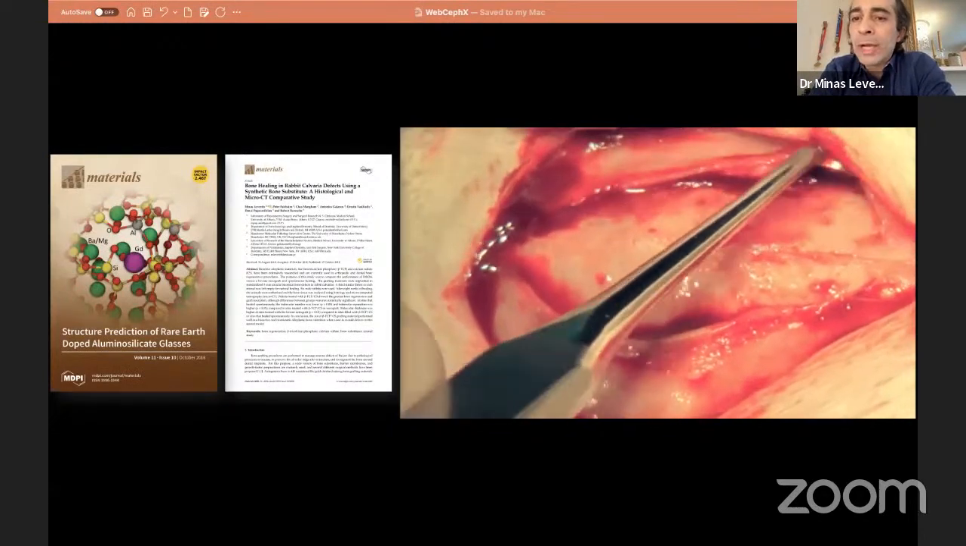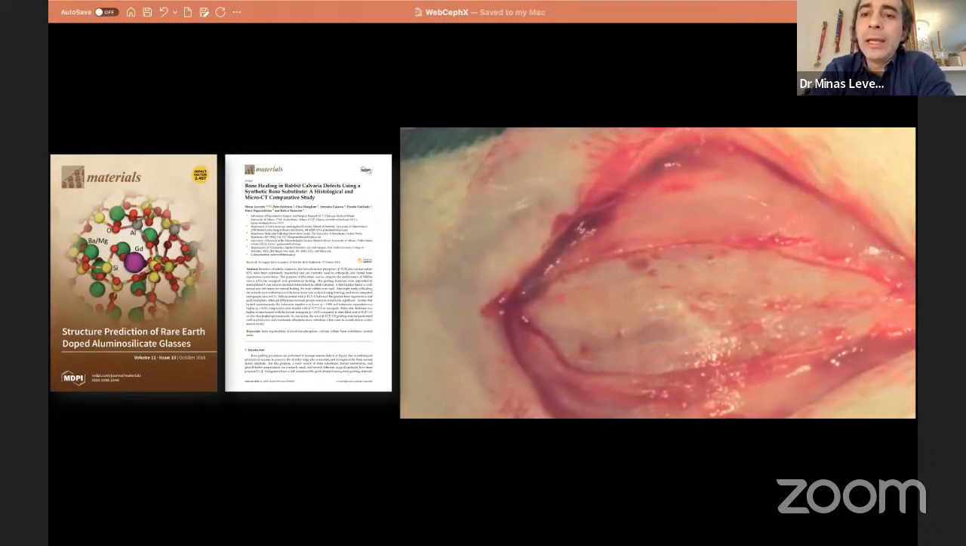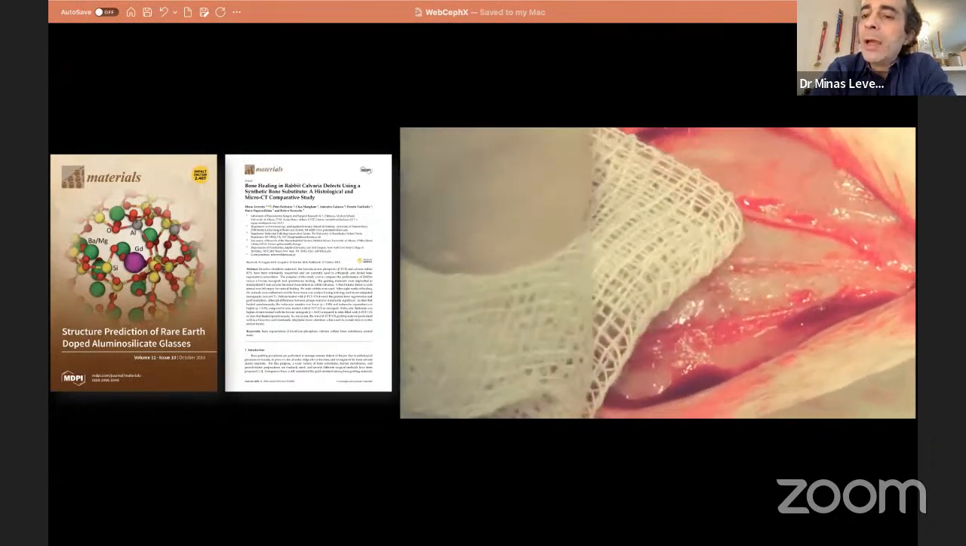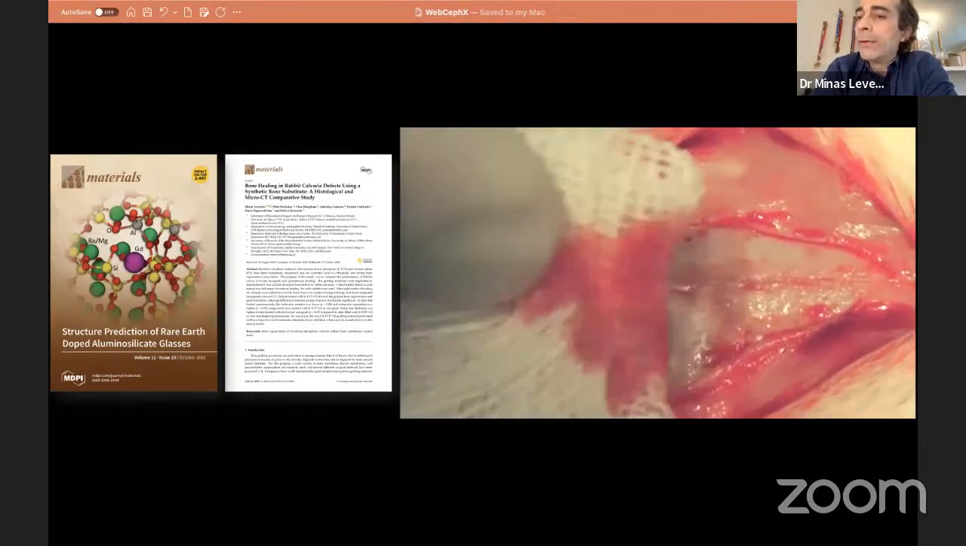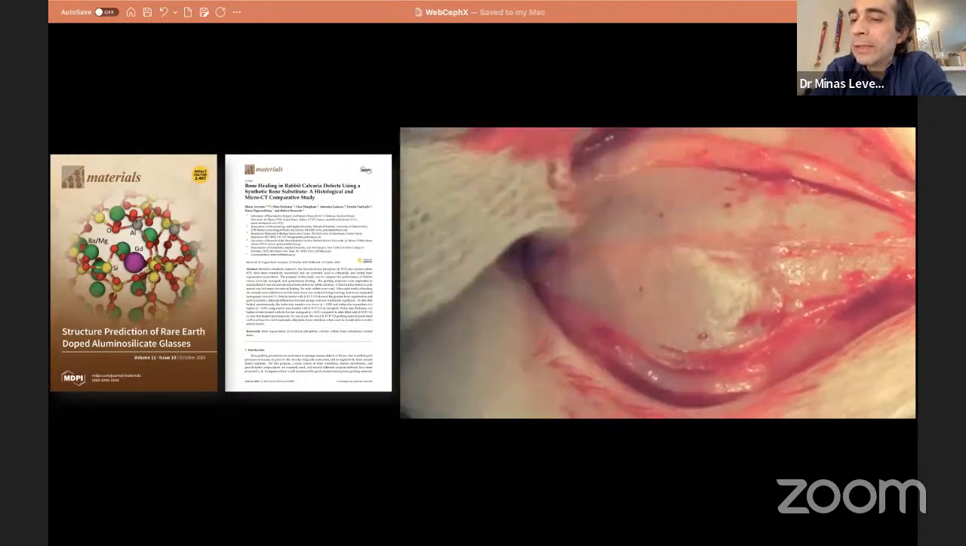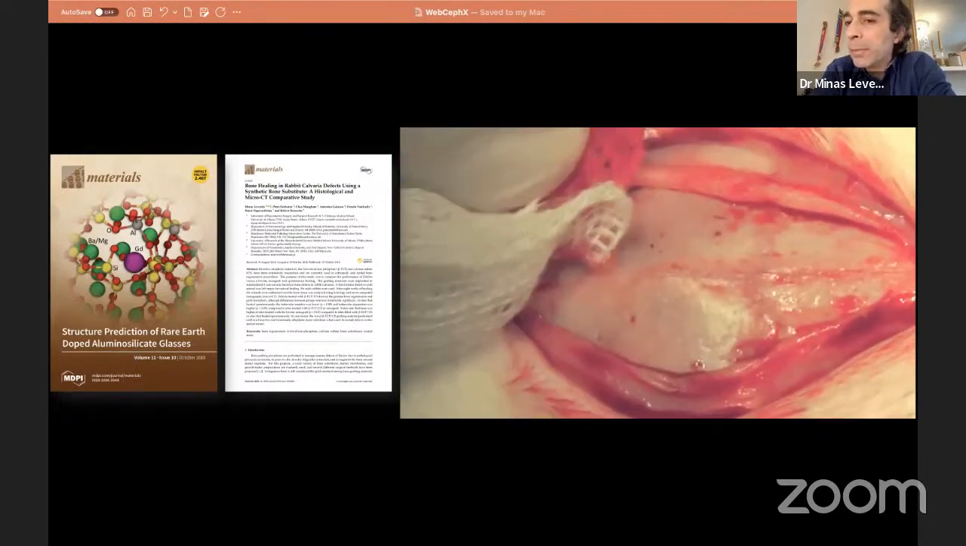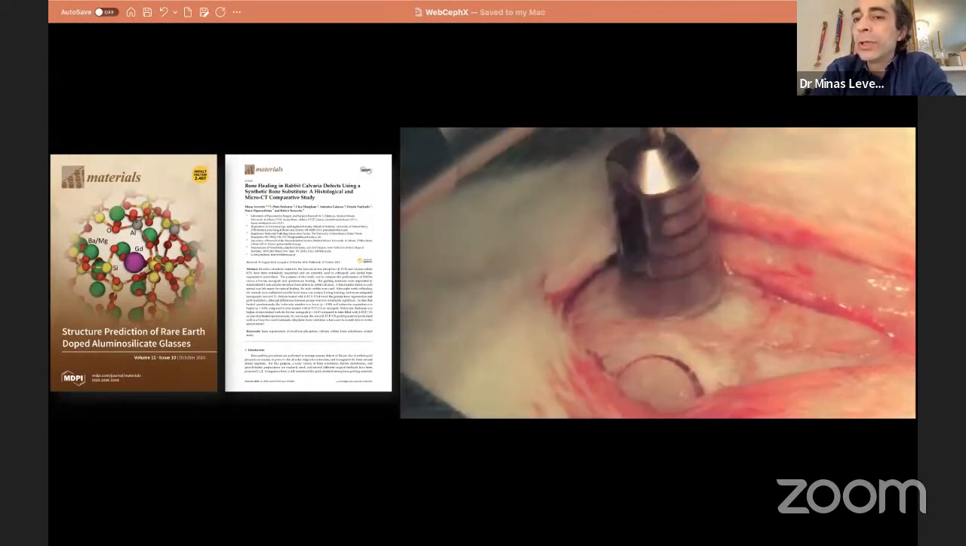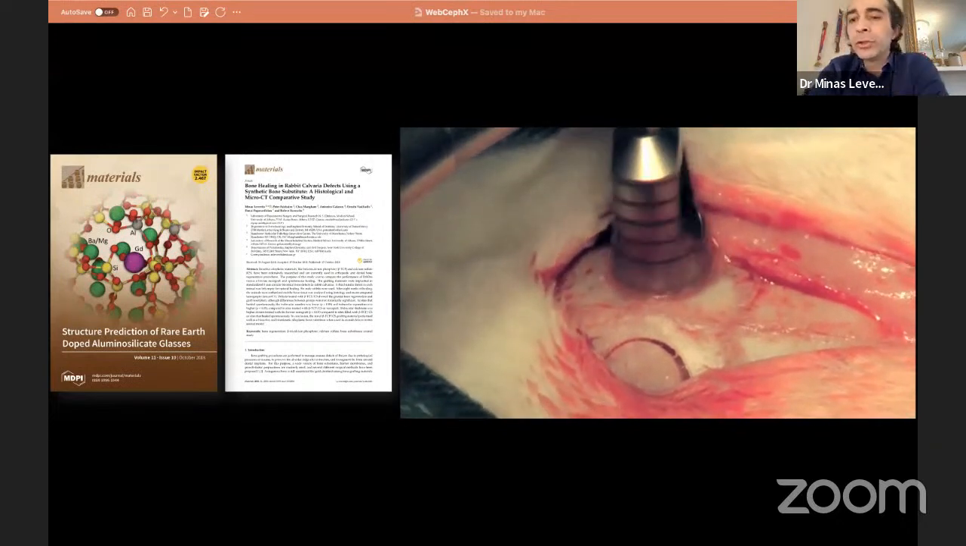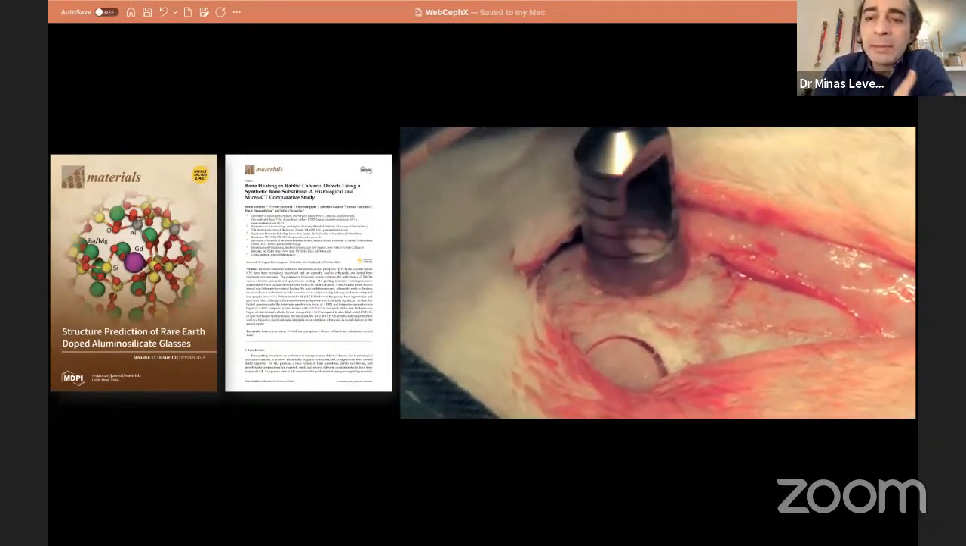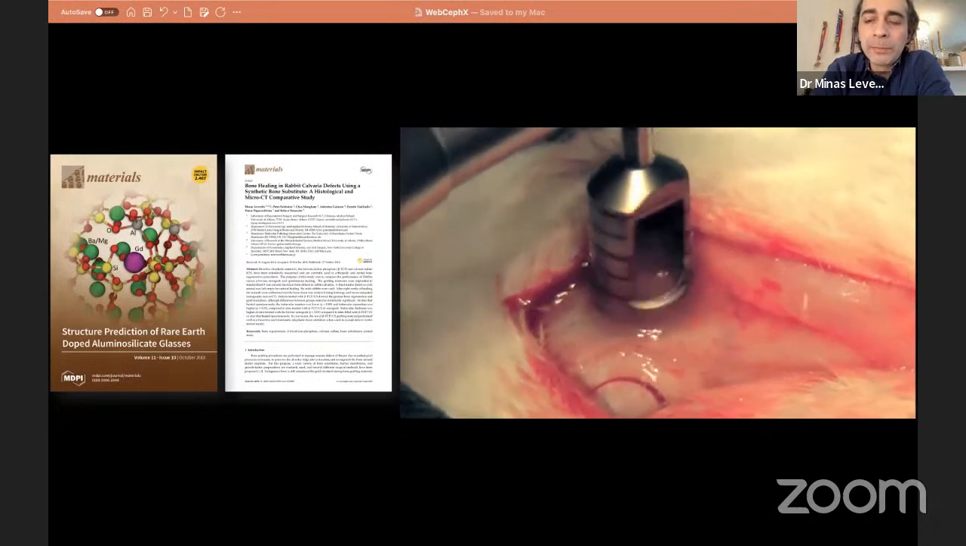In my daily practice, I try to avoid using any barrier membranes in cases where I have small defects. In cases where I have graft stability, I never use a barrier membrane. I use the periosteum, which is for me the best membrane we can have from nature.